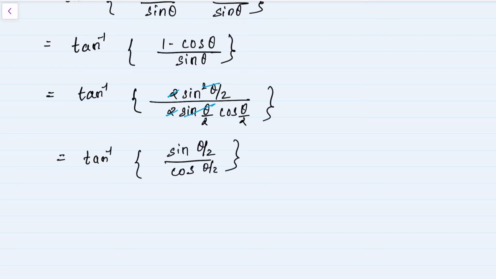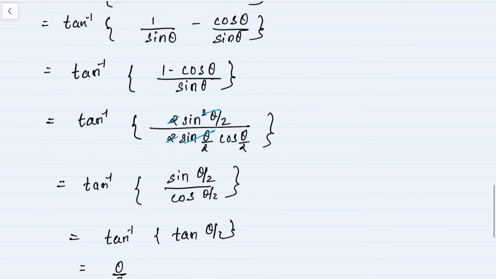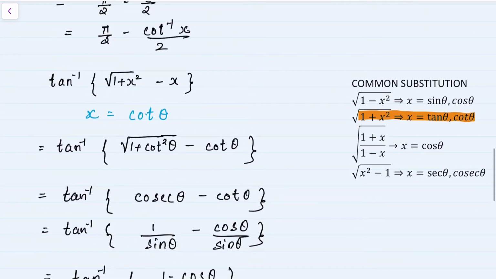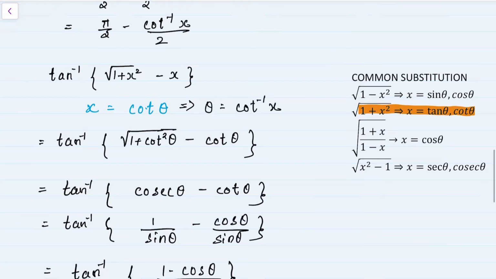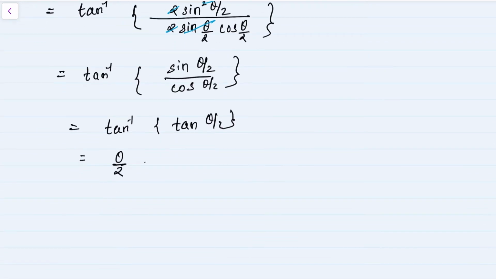So inside the bracket we now get tan theta by 2, which was our main objective, to bring the function inside. Now tan inverse and tan can be removed and we can take theta by 2 outside. But this theta by 2 was our substitution, so we need to resubstitute theta in terms of the inverse function. We said x is equal to cot theta, so theta is equal to cot inverse x. So the final answer is cot inverse x whole by 2.